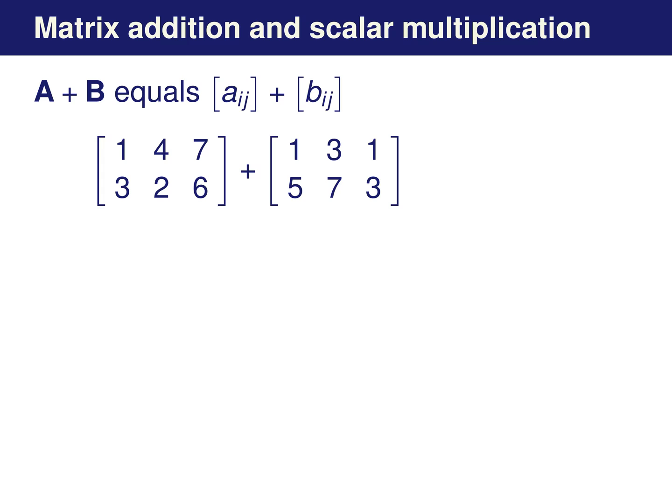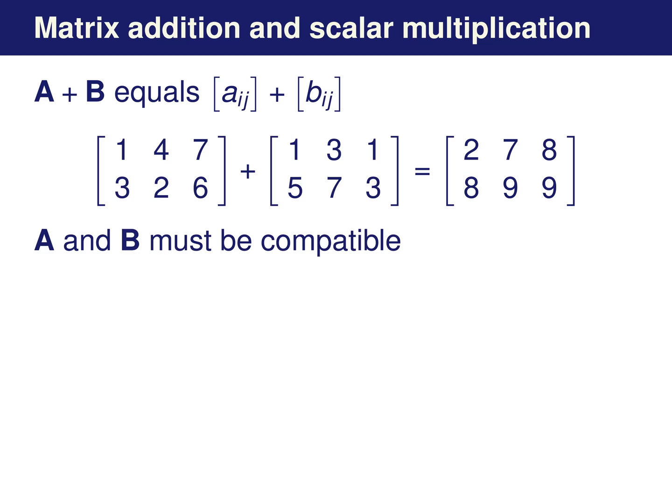To add two matrices, simply add their elements component-wise. 1 plus 1 is 2, 4 plus 3 is 7, 7 plus 1 is 8, 3 plus 5 is 8, 2 plus 7 is 9, 6 plus 3 is 9. Matrices can only be added if they have the same number of rows and columns.